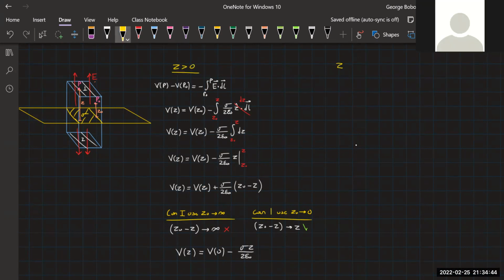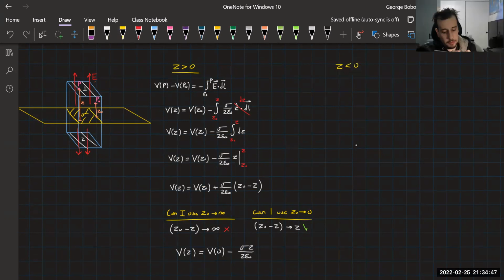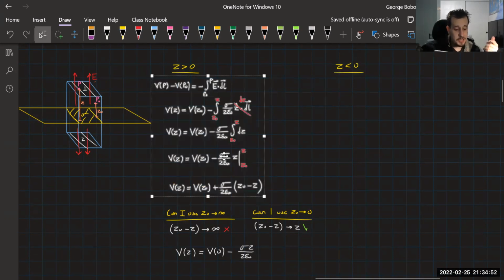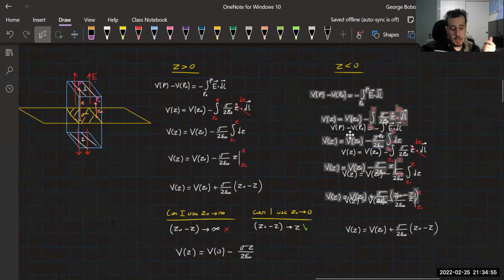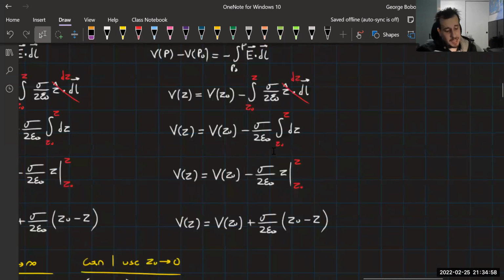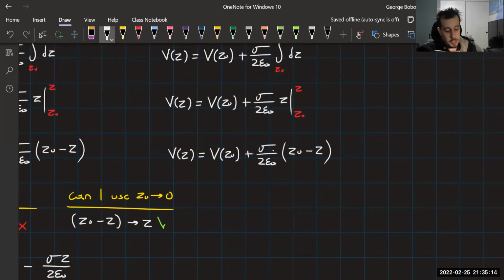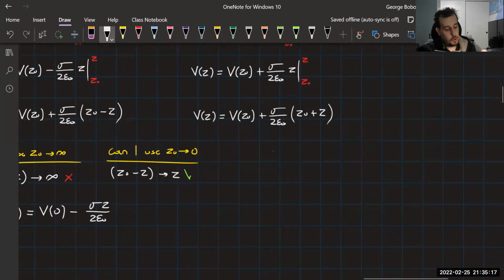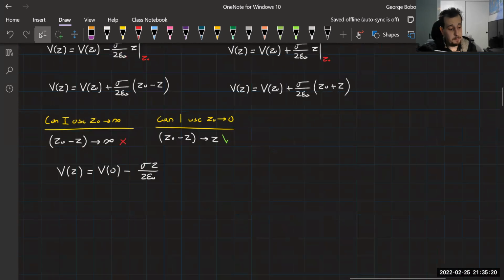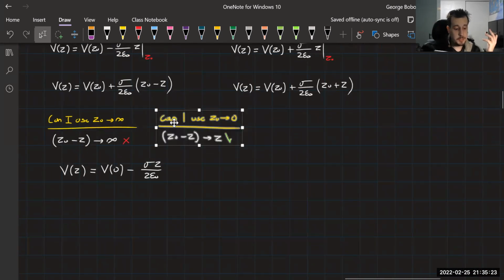Okay. For Z less than 0, the electric field flips direction. That's what I want to warn you about here. It's exactly the same over here, and you don't have to rewrite it if you realize that. However, z would actually be negative z hat, because the electric field is opposite. So that would get you a plus here as you're doing this, and then you would get this. It's not that different. It's exactly the same, just a plus.